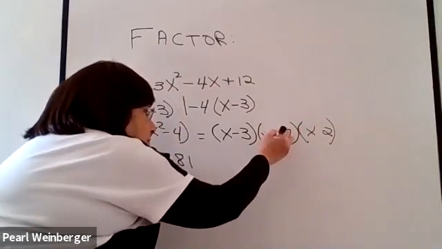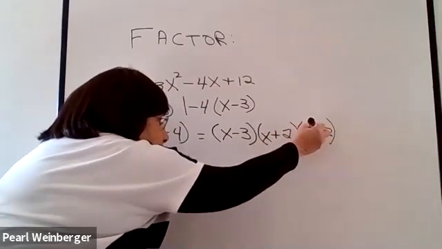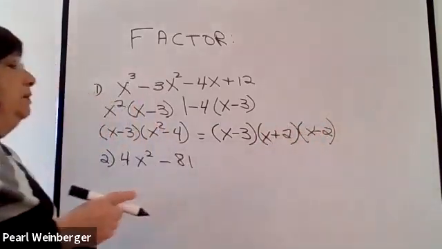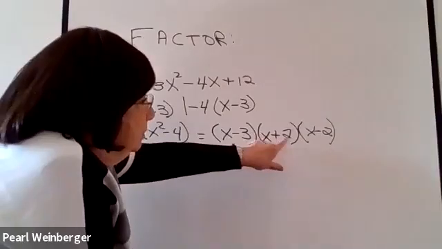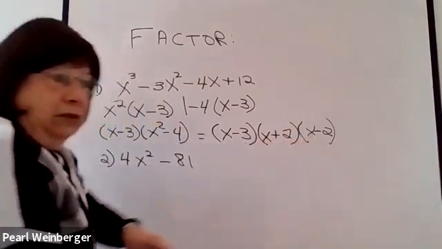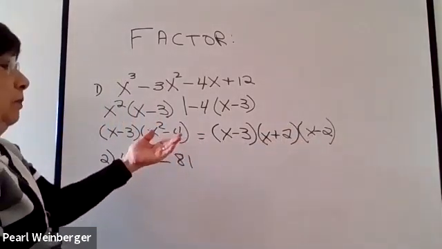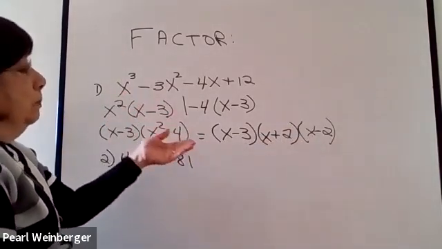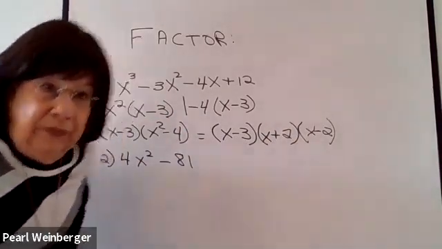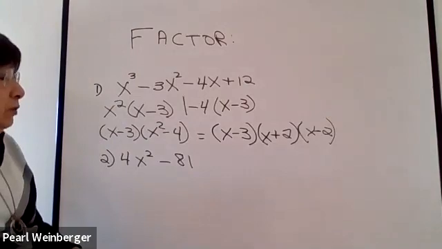And in one parenthesis, we put a plus, and in the other we put a minus. These are what are called conjugate binomials because they really look identical, except one has a positive sign and one has a negative sign. And that would be what's called complete factorization. When we're trying to factor something, we want to go as far as we can.